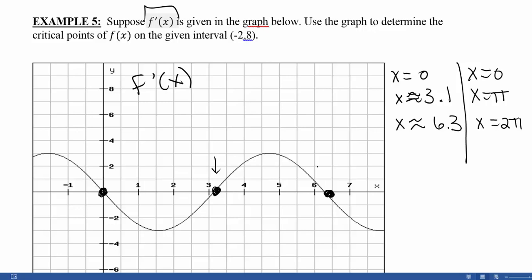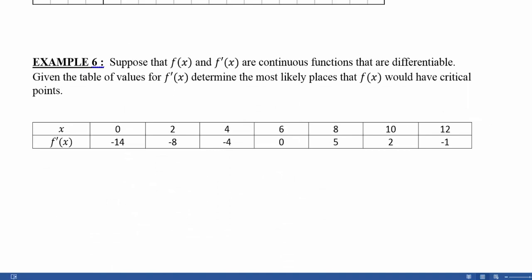Let's try another example. Example 6. Suppose that f of x and f prime of x are continuous functions that are differentiable. Given the table of values for f prime of x, determine the most likely places that f of x would have critical points. So similar to the last problem, we have information about the first derivative here, and that's really important to make sure you understand what kind of information you have.